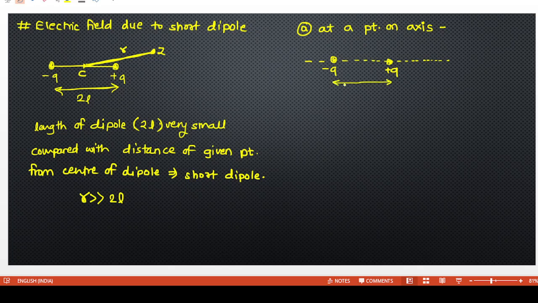Let us take the length of the dipole as 2L, the center of the dipole as C, and any general point Z. At that point we will have the electric field at a point on the axis. This is the dipole moment vector P bar. It is directed from negative to positive, and this is the axial electric field E bar.